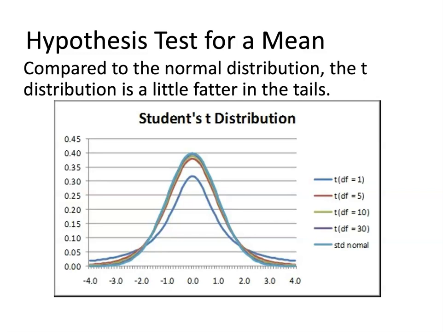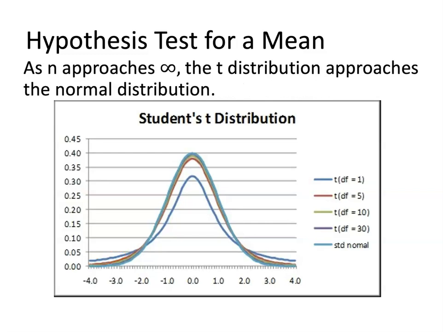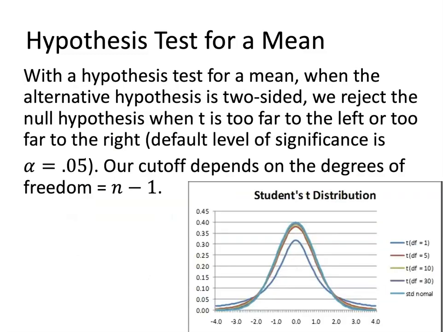Compared to the normal distribution, the t distribution is a little fatter in the tails. So you can especially see that with this blue one over here. Less so with the other distributions because they're very close to the normal distribution. As n approaches infinity, the t distribution approaches the normal distribution.